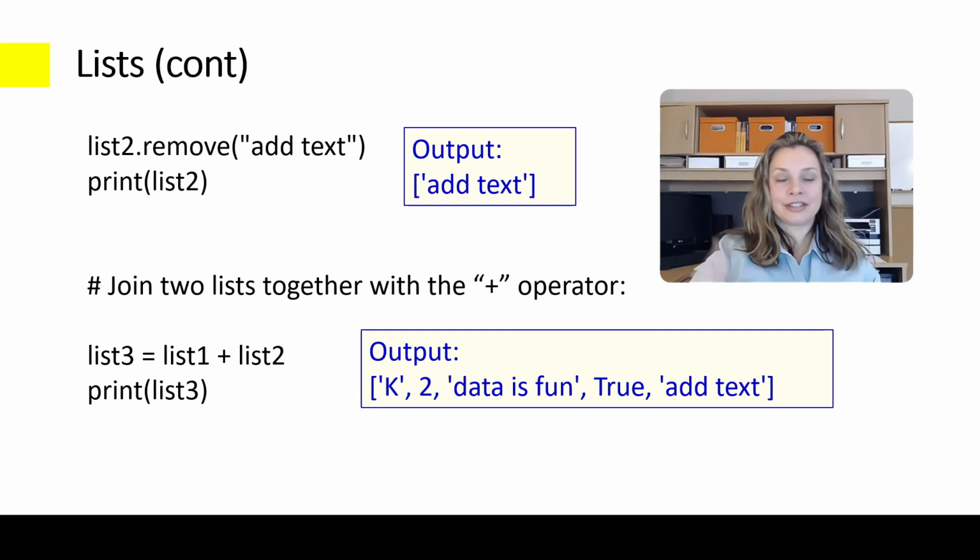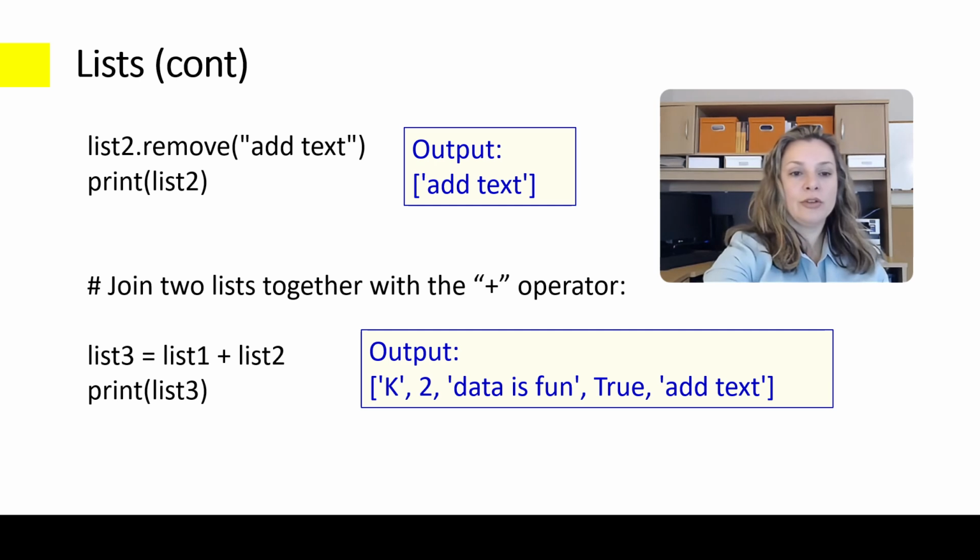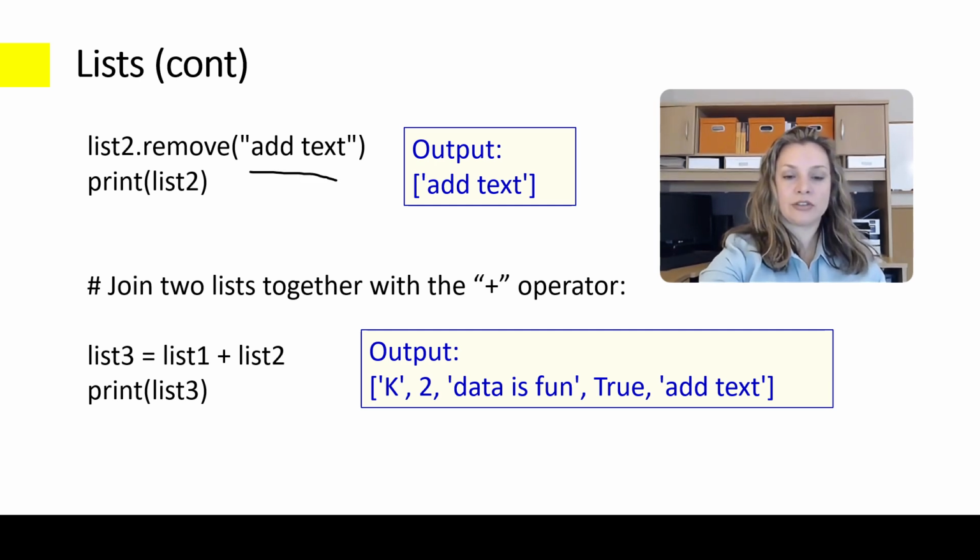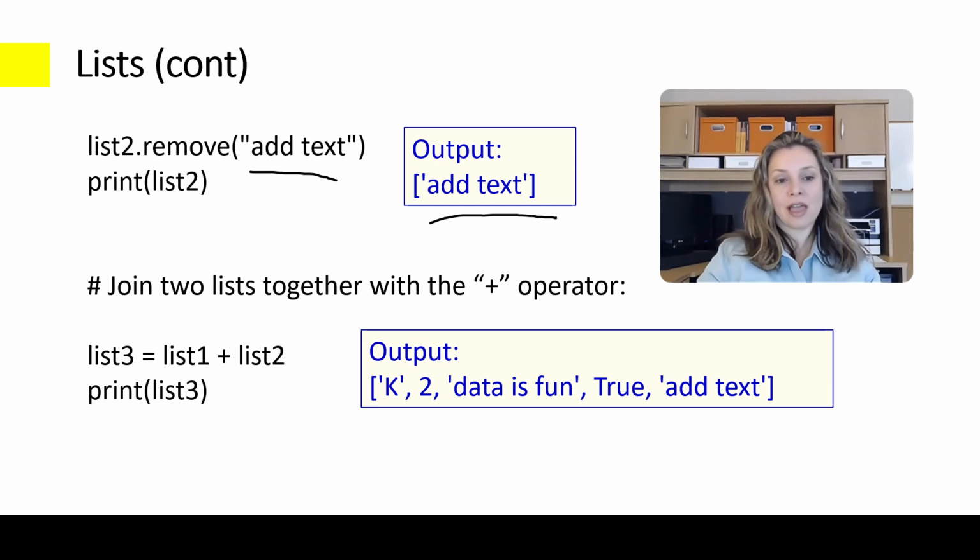This is just a continuation of some of the list examples. So now our list 2 on the previous slide, we're removing one of the strings, the add text string. So you can see here that there's only one string left.